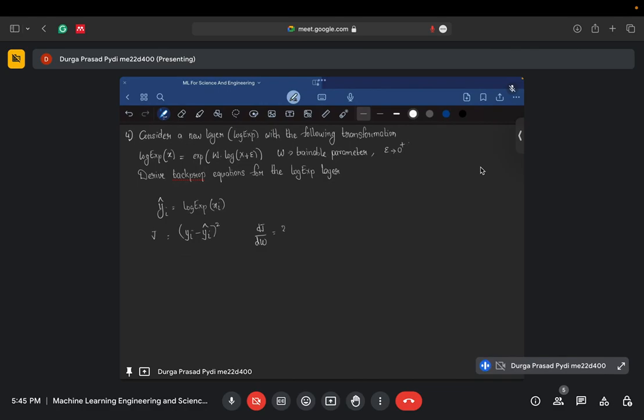This is straightforward chain rule. So maybe you can quickly do this and let me know. Hardly takes 1 minute or so. Maybe I'll wait for a minute so you can quickly tell me what is the value you have here. So let's do something like this so it will be easy.